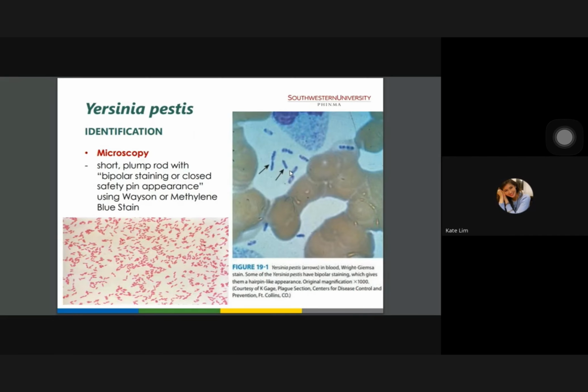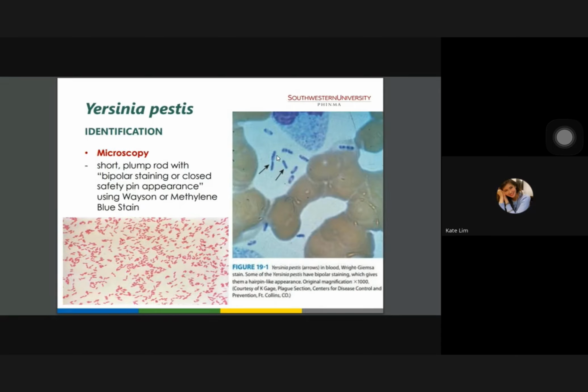We would be using stains for this purpose, for us to differentiate this morphology. The stains that are usually used are your Wayson stain and your methylene blue. So your bipolar staining right here on your screen: the bacteria has dark ends with lighter centers. If you could see, it has dark ends with a lighter center. So it actually resembles a safety pin.